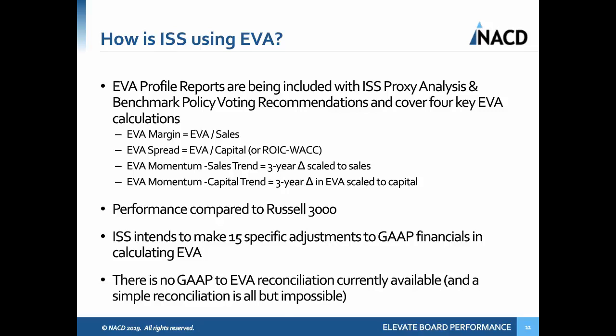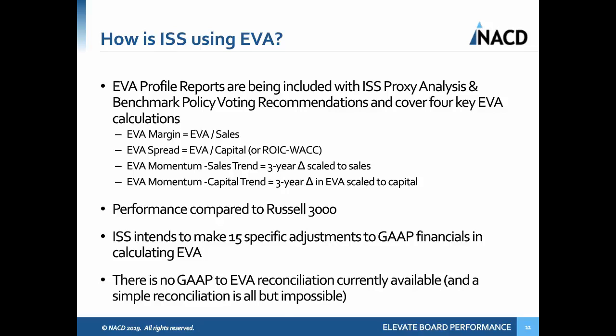ISS is essentially boiling down all of the EVA calculations into 4 distinct measures. An EVA margin measure, which is simply EVA divided by sales; an EVA spread that Matt mentioned a few minutes ago, calculated as EVA divided by invested capital, or simply the difference between return on invested capital and the weighted average cost of capital. And they do 2 measures they call EVA momentum, which turn EVA into a growth measure that gets scaled to either sales or invested capital.